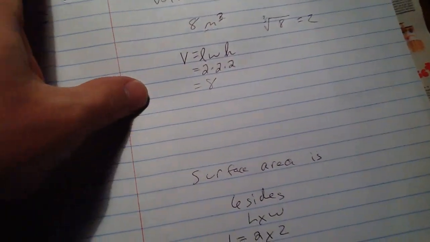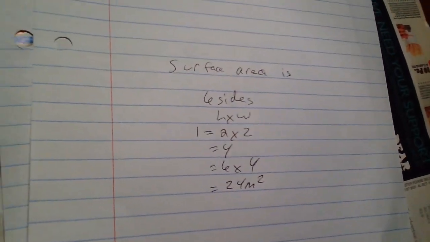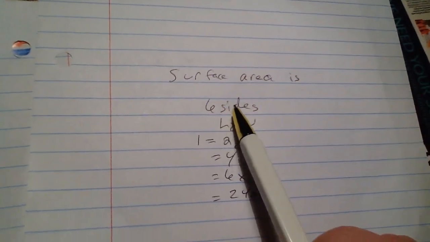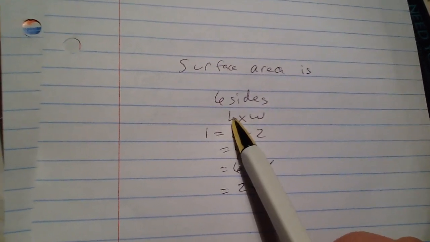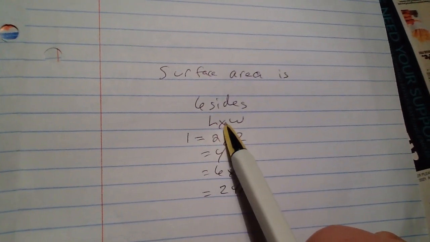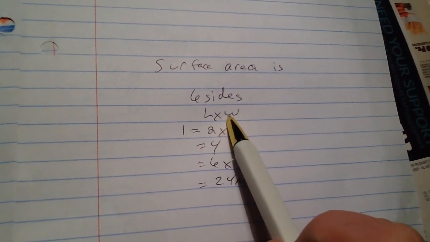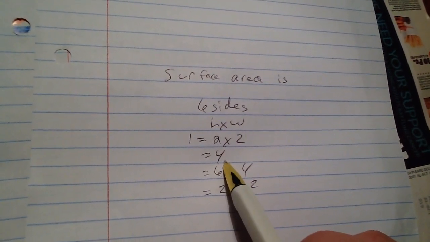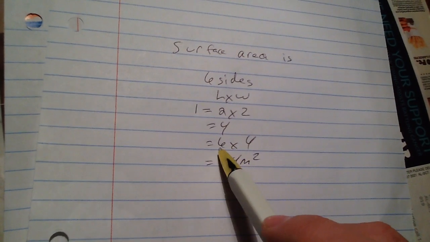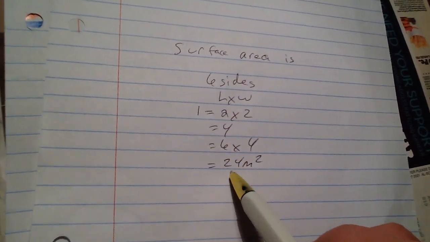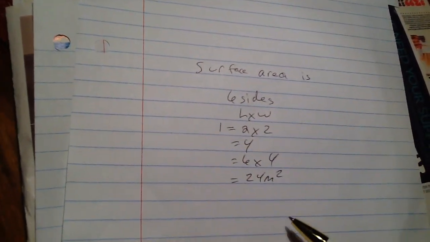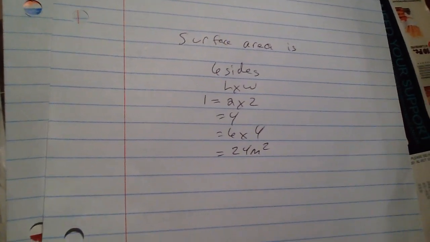So if we know that the volume is 8, and each side is 2 by 2, we can find the surface area pretty easy. The surface area of a cube has 6 sides. We know the formula for the area of a rectangle is length times width. So one side of the 6-sided shape is 4, and there are 6 sides, so 6 times 4. When the volume of a cube is 8 meters cubed, the surface area is 24 meters squared. Okay?